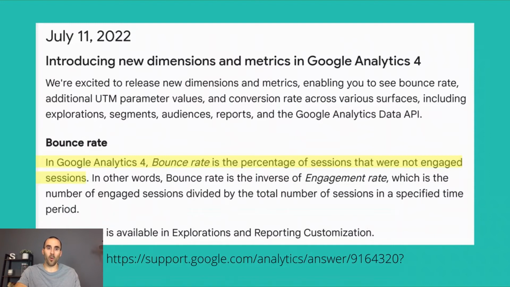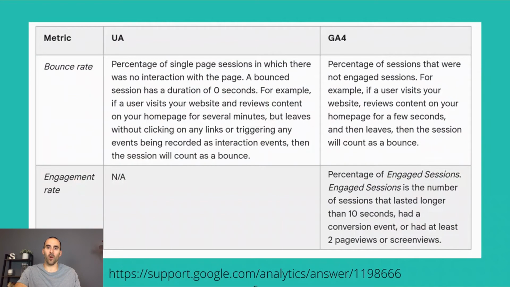In Google Analytics 4, bounce rate is the percentage of sessions that were not engaged sessions. So to understand that definition, we actually have to define what an engaged session was. So Google came up with this chart right here contrasting Universal Analytics and GA4, and they define an engaged session down here. An engaged session is the number of sessions that lasted longer than 10 seconds, had a conversion event, or had at least 2 page views or screen views.